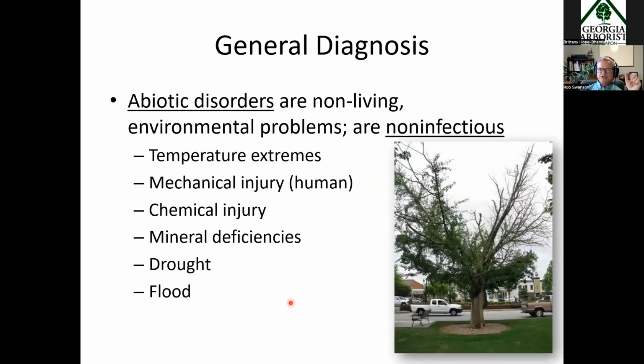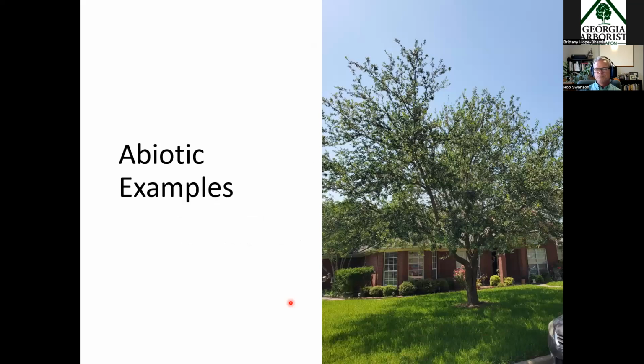Abiotics, these are the non-living environmental problems. They are non-infectious. Things like temperature extremes, mechanical injuries, chemical injuries, mineral deficiencies, drought, flood. All of these are abiotic disorders. They are non-infectious. So I'm going to give you some examples of an abiotic disorder.